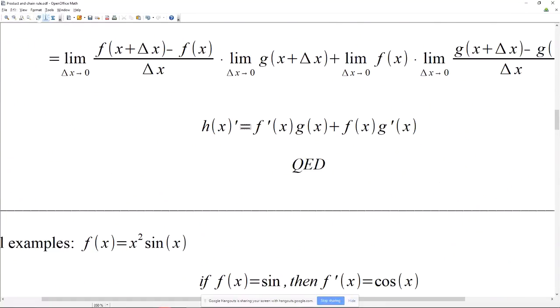Quod. I hate Latin. As demonstrated. In English it means "that which was to be demonstrated." Quod erat demonstrandum. I'm showing you guys math, not Latin. Quod erat demonstrandum. Got it. Yay.